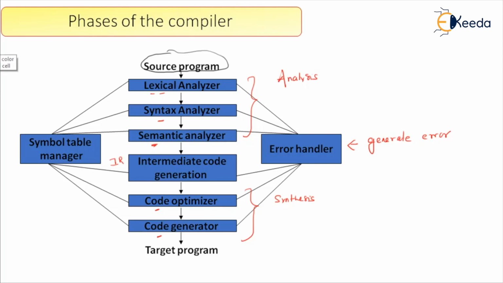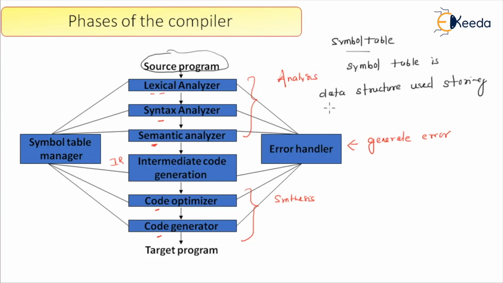Symbol table manager, that is a new term. So symbol table manager manages the symbol table. Okay, so what is a symbol table? The symbol table is a data structure used for storing variables or identifiers and their attributes.